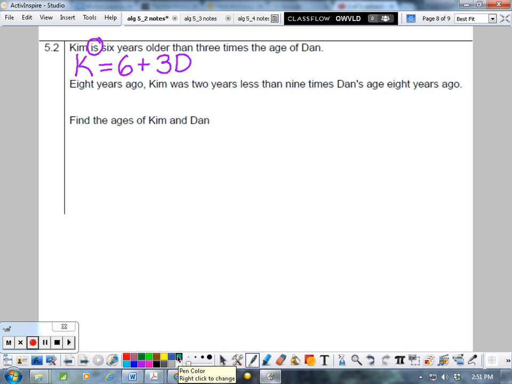Now, we're also going to talk about 8 years ago. So every time we're dealing with Kim and Dan, we're going to go ahead and talk about Kim and Dan as in 8 years ago. So Kim's age 8 years ago was 2 years less, so I'm subtracting 2 years from 9 times Dan's age. So 9 times Dan's age, but Dan's age was 8 years ago.